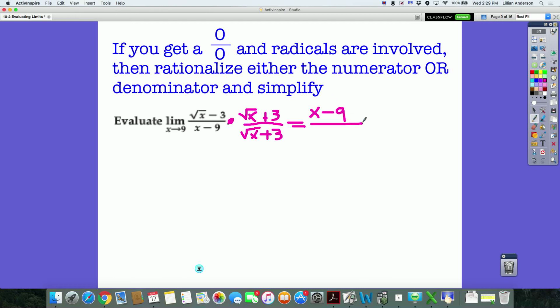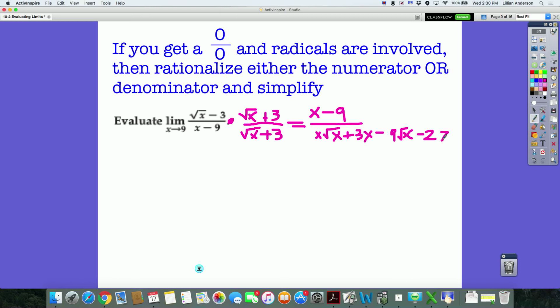Now at the bottom, when you multiply this, you'll get x root x. That's your first term. And then you'll have plus 3x. Then minus 9 root x. And then minus 27 when you foil.